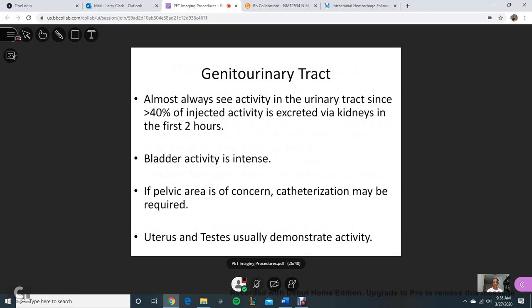All right, so the GU tract. We almost always see activity in the urinary tract since more than 40% of injected activity is excreted via the kidneys in the first 2 hours. The bladder activity is intense. If the pelvic area is of concern, then catheterization would be required, which is normal and understandable. The uterus and the testes usually demonstrate activity.